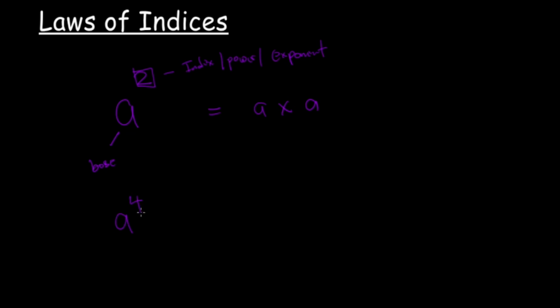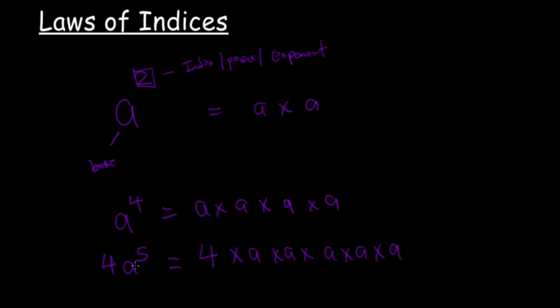Likewise, if we had a to the 4th power, it's just saying that we are multiplying a 4 times. So a times a times a times a. If I was supposed to put a number in front of the variable, for example, 4a to the 5th power, and write this in index notation, it would be 4 times a times a times a times a times a. So it is the a that is being raised to the power 5 and not the 4a. So that's very important. This 4 is just multiplied by the a to the 5th power.